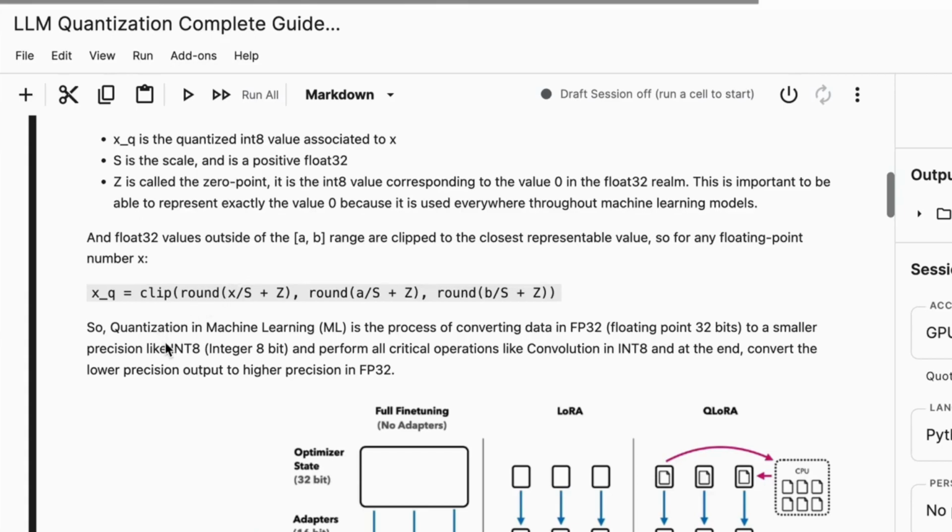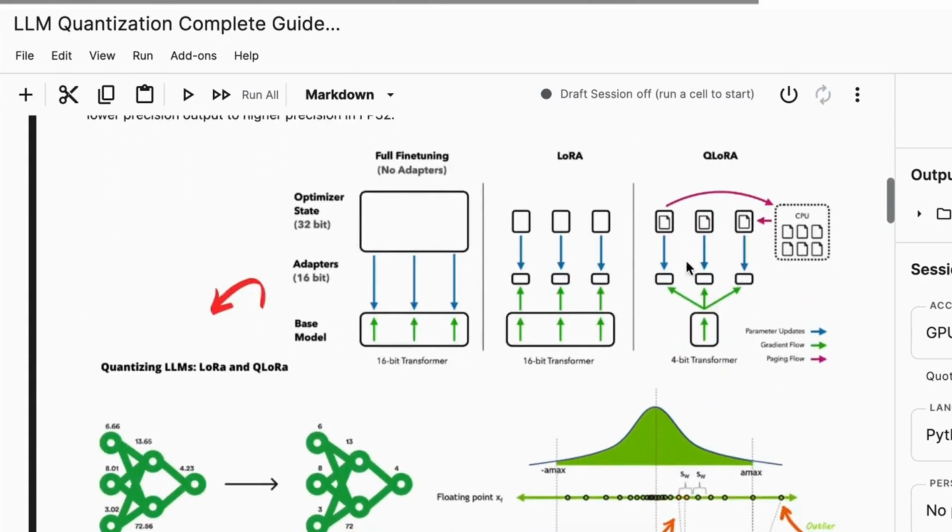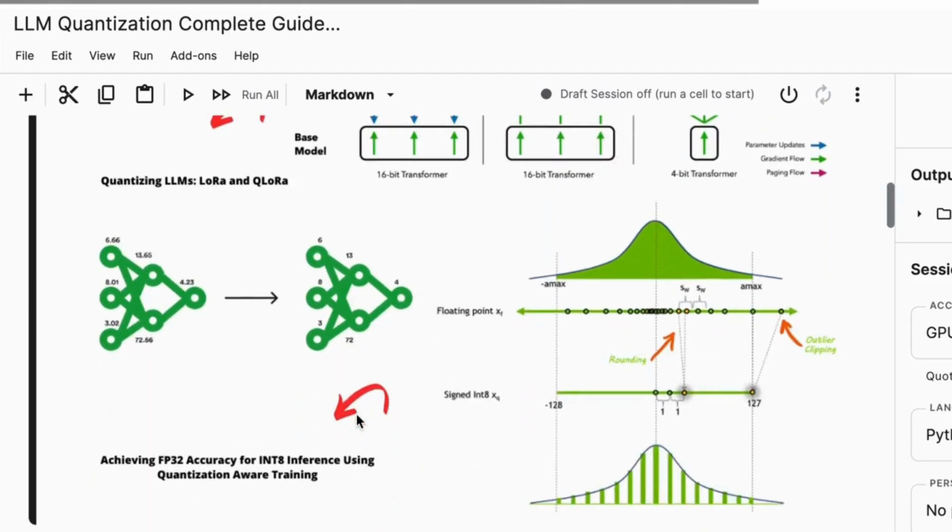Now the quantization in machine learning is the process of converting data from the float to the smaller precision like int8 and performing all the operations at the end as well. So this thing will work in the same way. We just try to project or represent the floating values in the integer space.